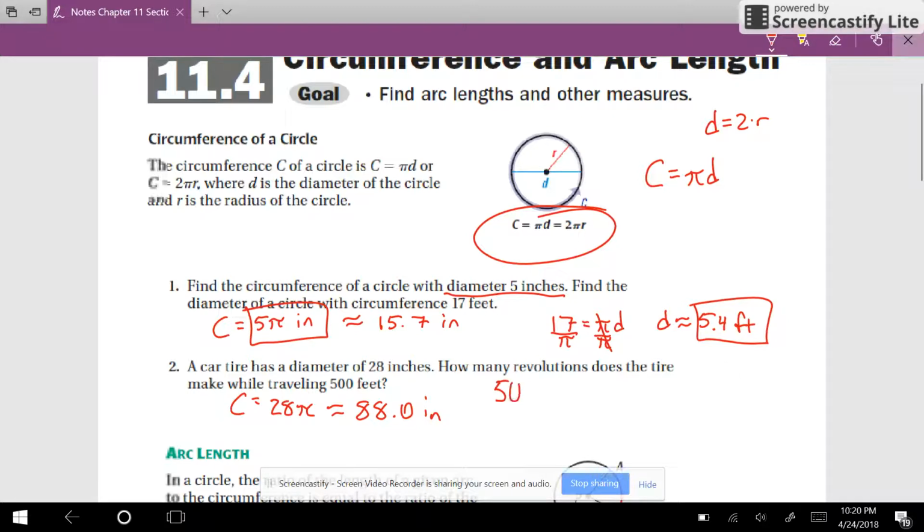The question is how many revolutions does the tire make while traveling 500 feet? So you would take the 500 feet. We might want to first convert that to inches. So if we take 500 times 12, now we see that that's 6,000 inches. Each rotation of the tire has a circumference of 88 inches. So I'm going to take 6,000 divided by 88. And so I see about 68.2 revolutions.